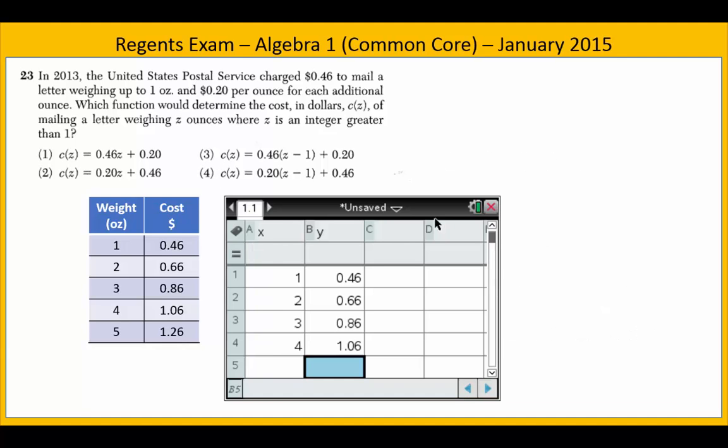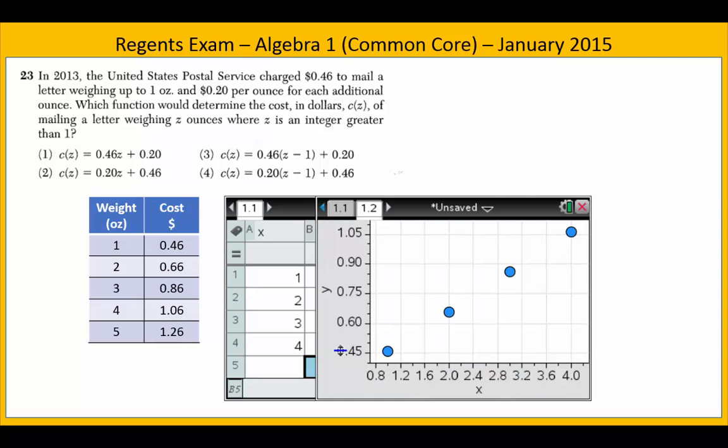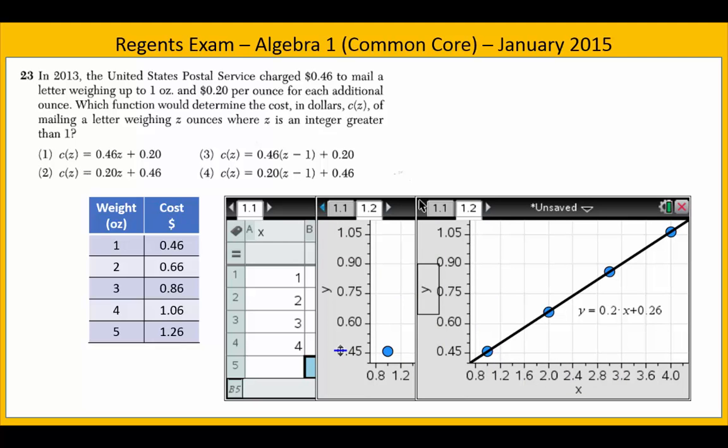Another option would be to perform a linear regression. Take the values we created in our table and put them in a list and spreadsheet in your calculator. Pull up the data and statistics screen with a scatter plot and perform the linear regression. Y equals 0.2x plus 0.26. Look at the choices carefully and notice that none of them match this equation.